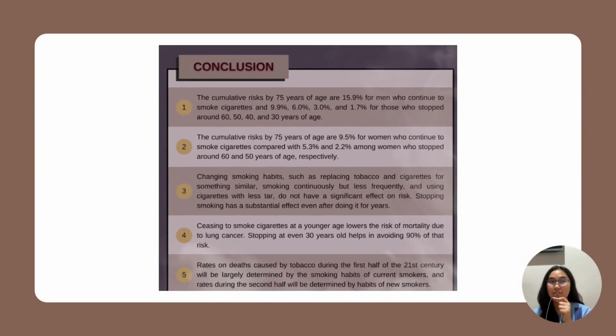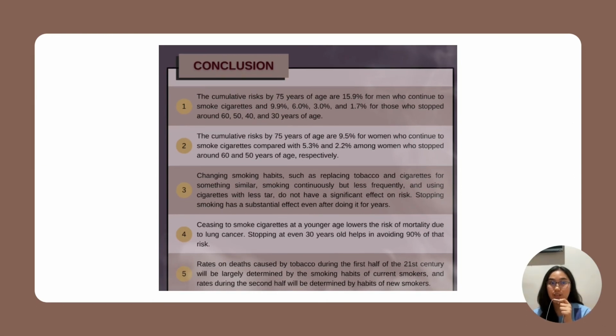The cumulative risks by 75 years of age are 15.9% for men who continue to smoke cigarettes, and 9.9%, 6%, 3%, and 1.7% for those who stopped at around 60, 50, 40, and 30 years of age. Changing smoking habits does not have a significant effect on risk, but completely stopping smoking, especially at a younger age, has a substantial effect even after doing it for years. Rates of death caused by tobacco during the first half of the 21st century will be largely determined by the smoking habits of current smokers, and rates during the second half will be determined by habits of new smokers.